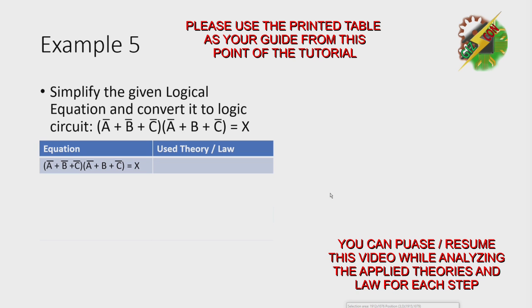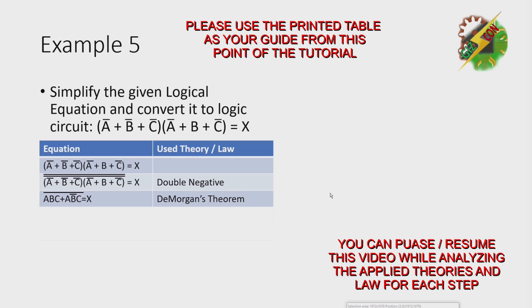Example 5, simplify the given logical equation and convert it into a logic circuit by using double negative. After that, using De Morgan's theorem. By the way, De Morgan's theorem is the most confusing theorem in our table. That's why I will create a separate video for De Morgan's theorem.